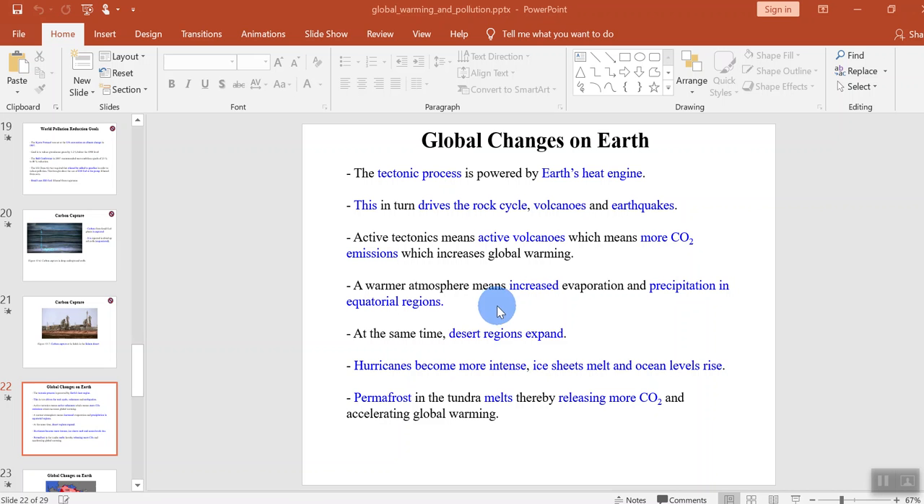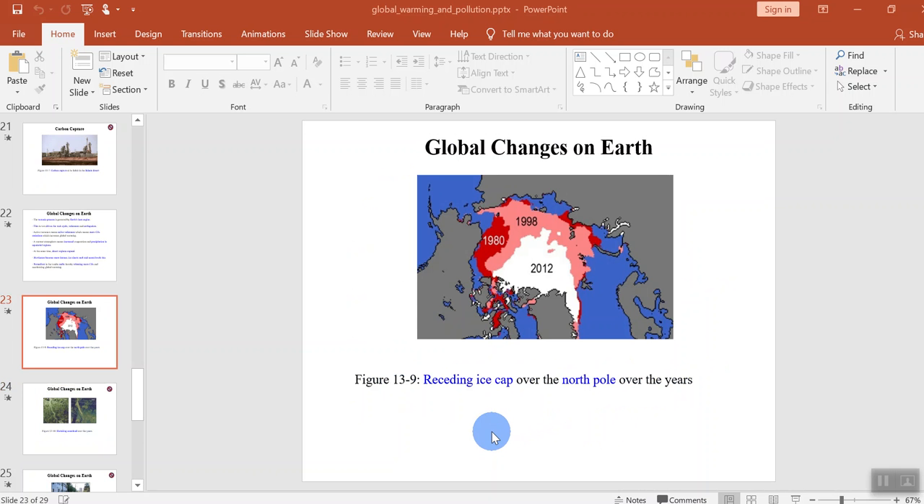A warmer atmosphere means increased evaporation and precipitation in equatorial regions. Okay? So if there's a lot of CO2, rain will decrease it. At the same time, desert regions expand. Hurricanes become more intense when it's warm, global warming. Ice sheets melt and ocean levels rise. This is what we are experiencing right now due to the burning of fossil fuels. Permafrost in the tundra melts, therefore releasing more CO2 and so on.